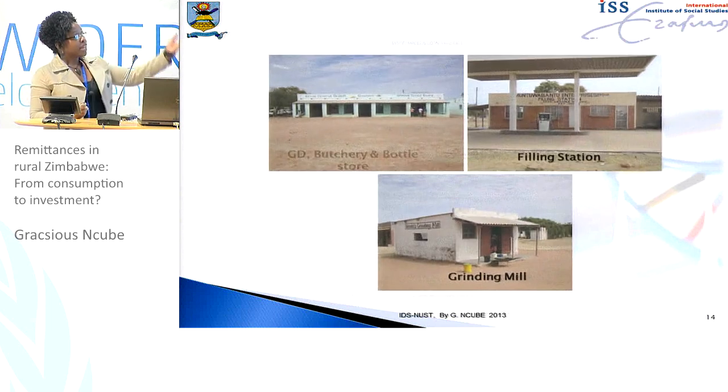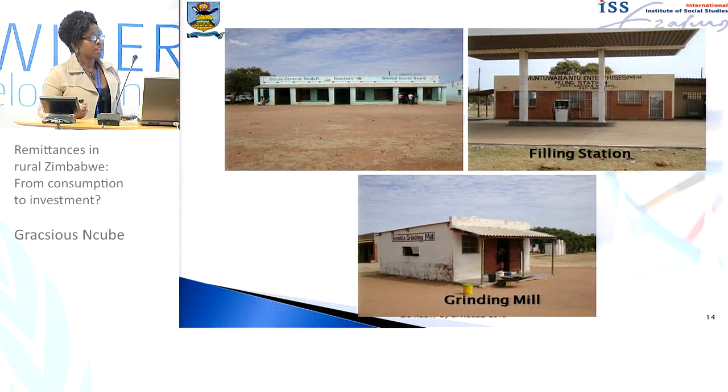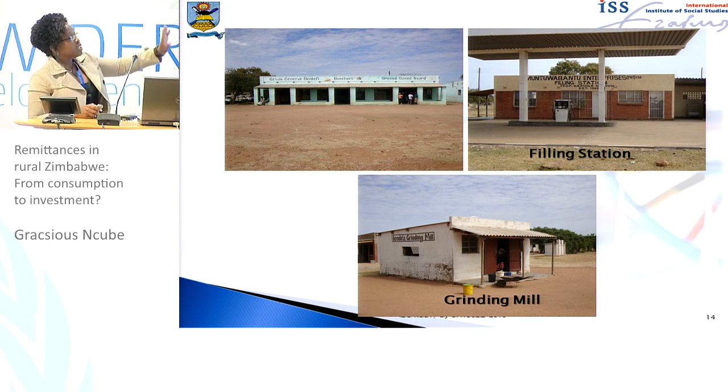So this is a typical example of some of the enterprises that are prevalent in that particular village, which have been constructed as a result of remittances. In the top left picture, there is a general dealer shop that sells basic grocery items, and then there is a butchery and also a liquor shop, which were constructed from remittance money, and there are a lot more others that are constructed also being attracted by the high incidence of remittances in this particular village.